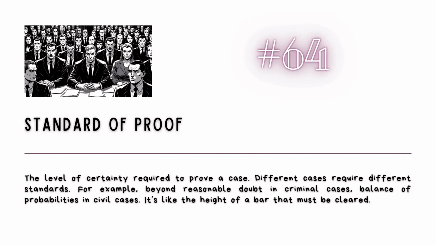Standard of proof, the level of certainty required to prove a case. Different cases require different standards. For example, beyond reasonable doubt in criminal cases, balance of probabilities in civil cases. It's like the height of a bar that must be cleared.